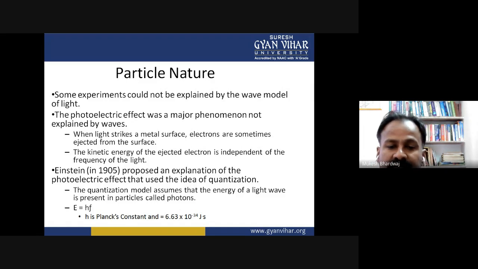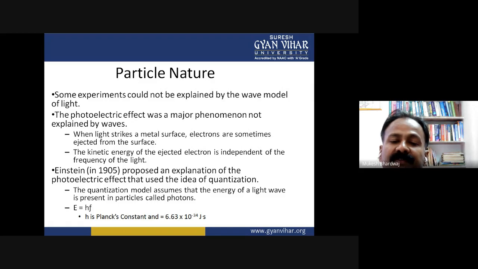First of all, light has energy and momentum. Light travels in a straight line. Propagation of light in vacuum, that is, light can travel or propagate in vacuum also. And the corpuscular theory also gives the laws of reflection and laws of refraction.